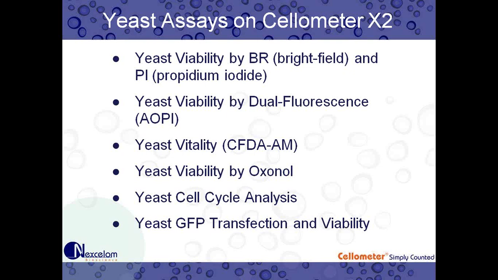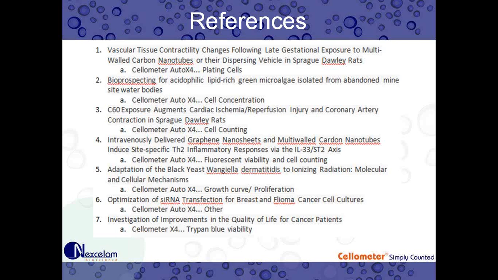If we want to talk about the X1, what's supported here is the yeast viability by Brightfield, so this top assay here. Okay. Also supported is the yeast cell cycle analysis, since we'd be using propidium iodide, and the filter configuration for the X1 fits that configuration. So cell cycle analysis and viability by Brightfield and propidium iodide are the two assays here that are supported on the X1.